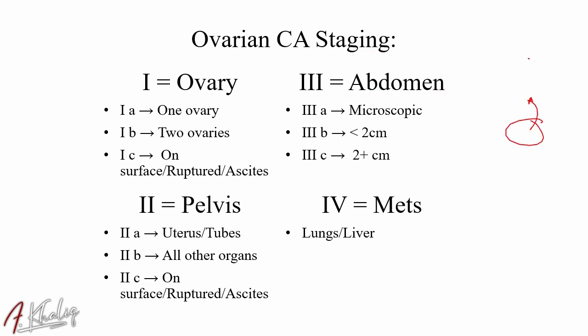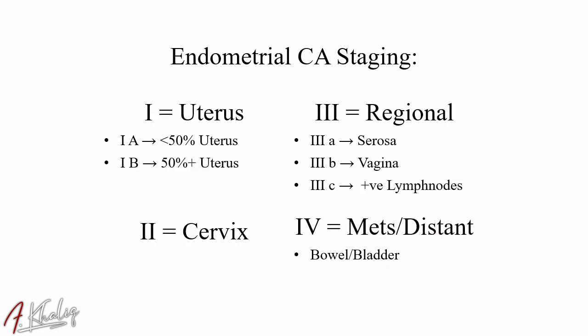Outside the ovaries, outside the pelvis, into the abdomen. So 3A is for the microscopic lesions in the abdomen. 3B is for the lesions in the abdomen that measure less than 2 centimeter, and 3C is for the lesions that measure more than 2 centimeter in the abdomen. Well, if you talk about stage 4, it means there are mets, and these mets are found in lungs and liver.